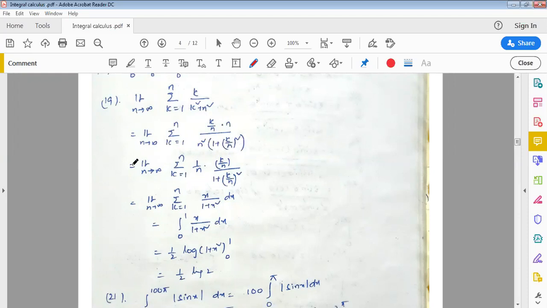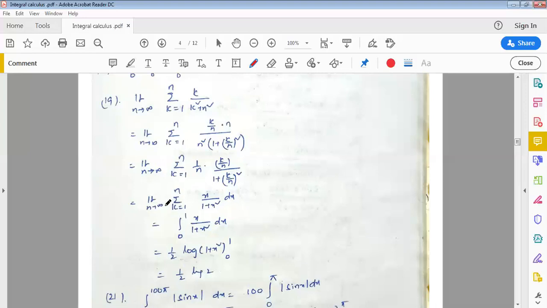So this can be written as limit n tends to infinity, sum from k equals 1 to n, of n square by n, so that we get 1 by n, and k by n by (1 plus (k by n) whole square). So we have to change the limit of summation to integration. We can change it as we have k by n: in place of k by n we write x, in place of 1 by n we write dx, and for limit n tends to infinity, sum k equals 1 to n, we write integral 0 to 1.